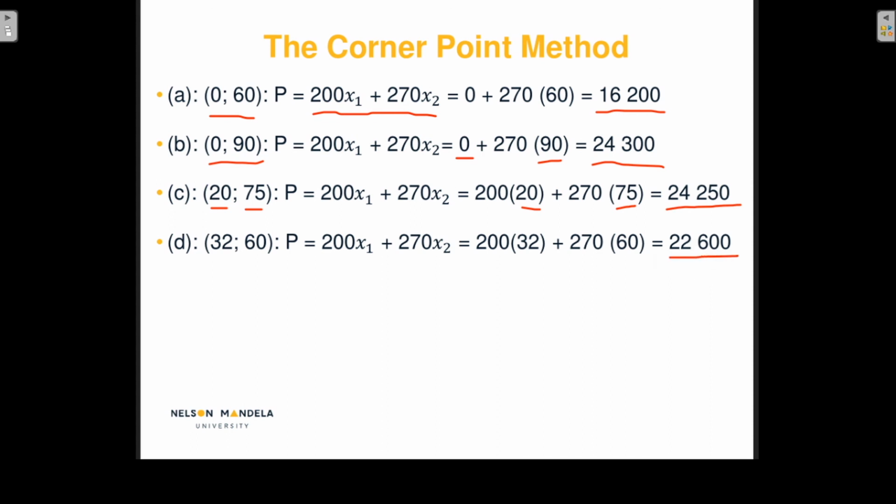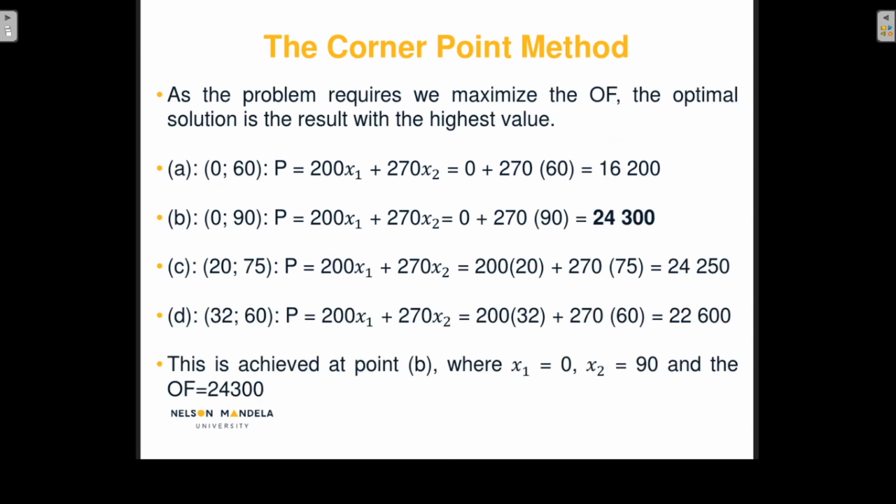And because the objective is to maximize the objective function, you will see that the maximum is at point B. So now we can say the optimal solution is at the point x1 equal to 0 and x2 equal to 90. It's because that is where my objective function is maximized, and the maximum value of my objective function under these constraints is then 24,300.